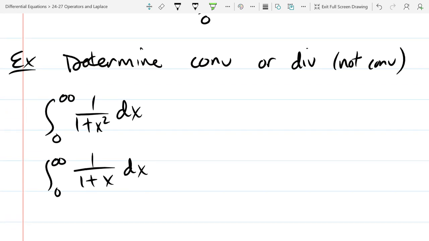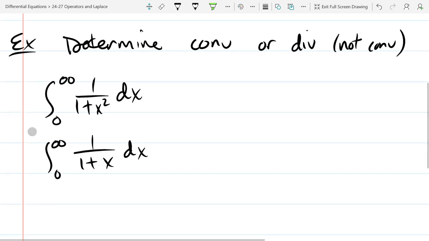All right, so figure out which one converges, which one diverges. And for the one that converges, you also have to tell me the value it converges to. So there's some amount of area that's finite, some number that you need to find. So do that right now.